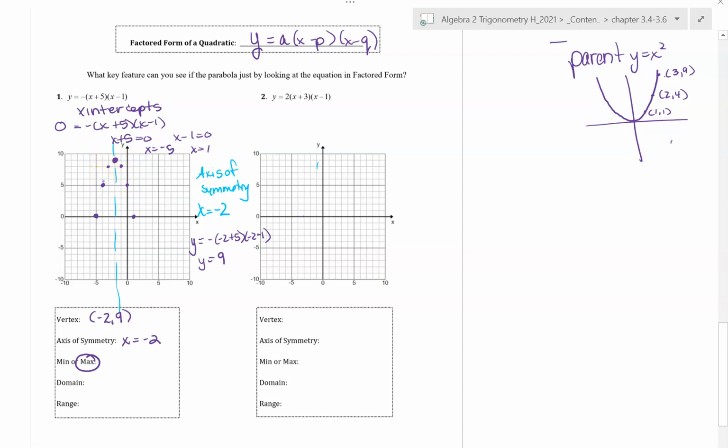Notice you would also on your parent go right 3, up 9. So here we're going to go right 3, down 9, and left 3, down 9. So again, consistent with our x-intercepts. So again, our domain is all real numbers, and our range, our maximum y value is 9.